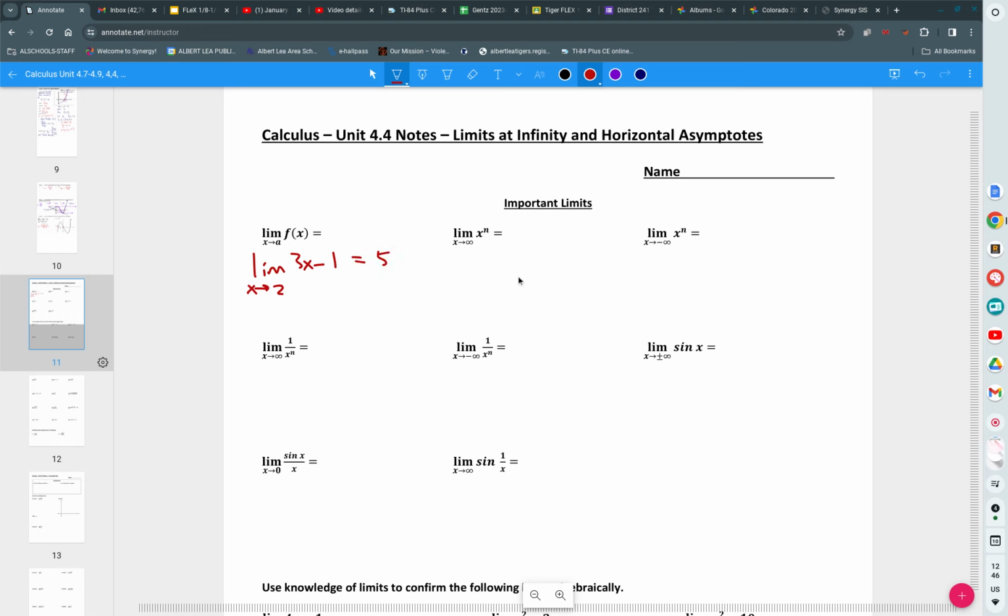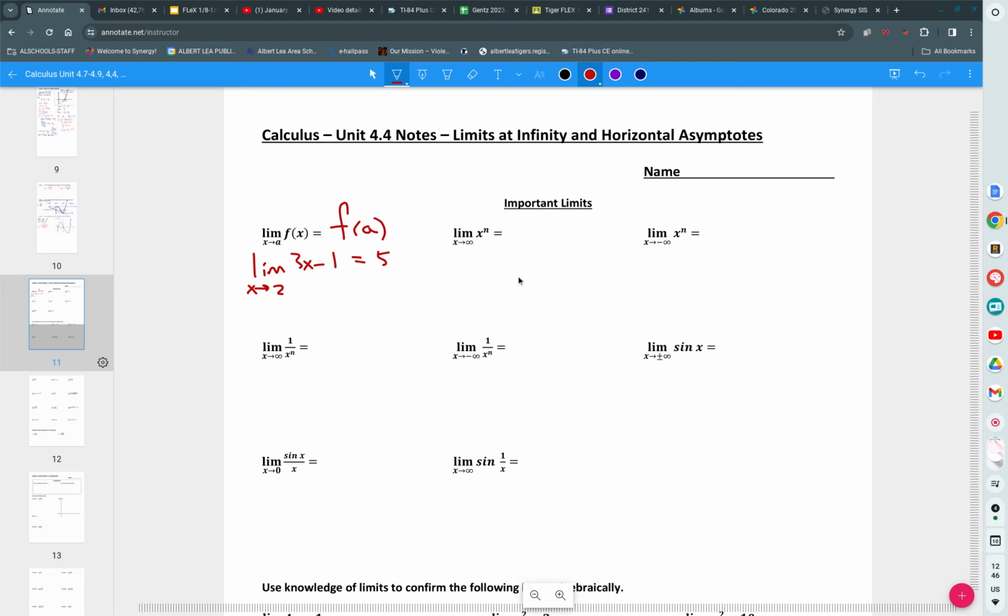If you say the limit as x approaches a of f of x, most of the time you just plug in a and you get a result. But I need you to be able to think about what happens as x goes to infinity. See the difference here? We got an infinity sign there. We don't have a. Okay? So I'll throw out a couple examples here.